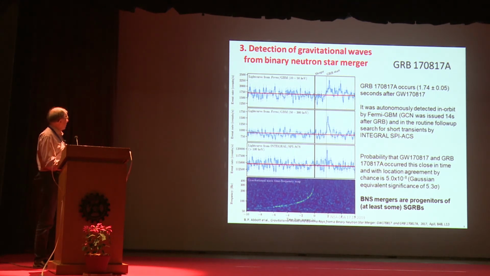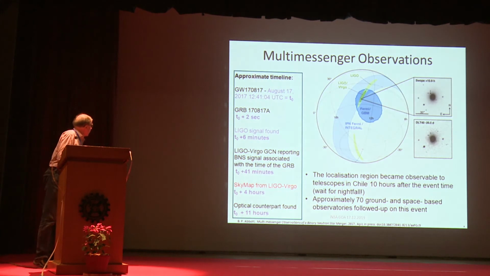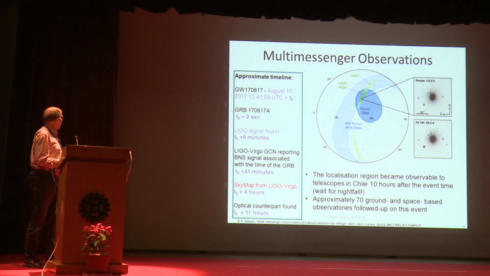And that was, with an extremely high probability, associated with this event, and this was an extremely important observation because it led to the confirmation of what was theoretically predicted, that short gamma ray bursts originate from binary neutron star mergers. So but this was not all. Here is the whole sequence of events.